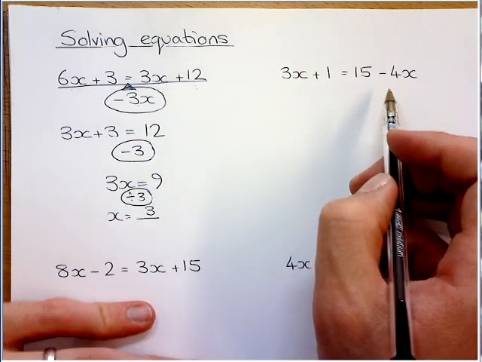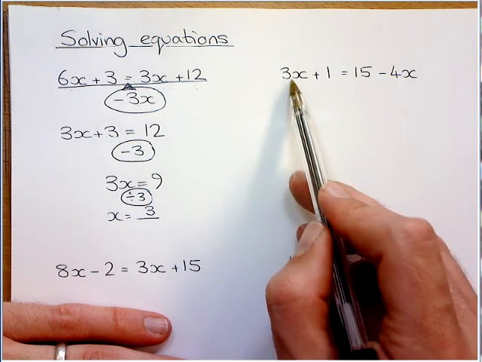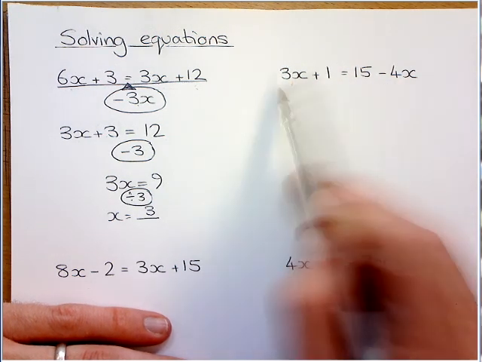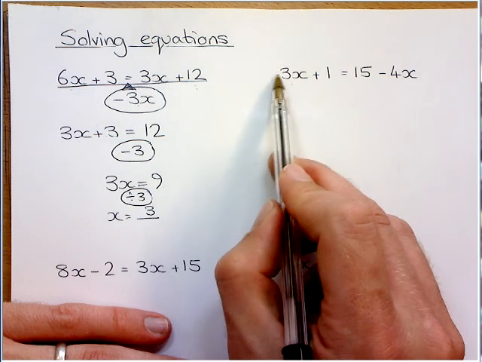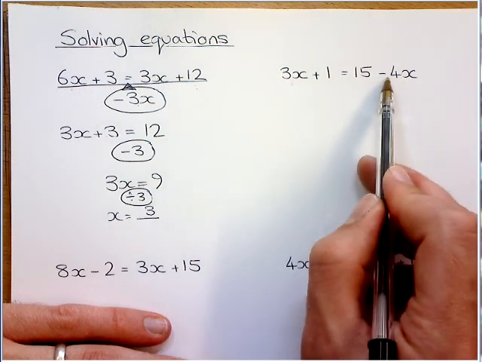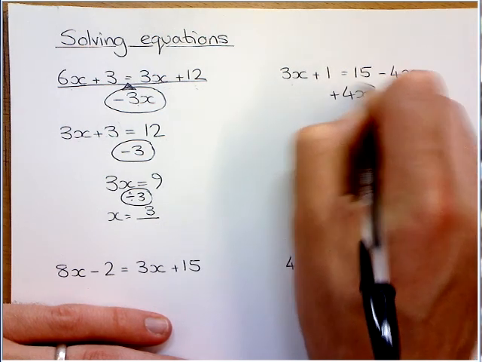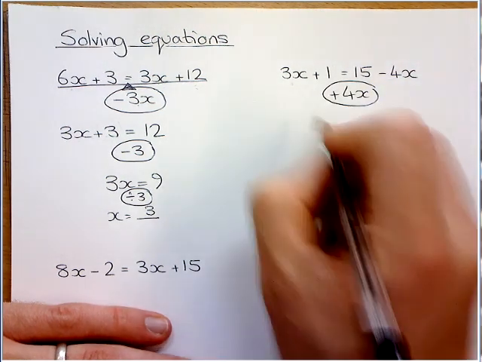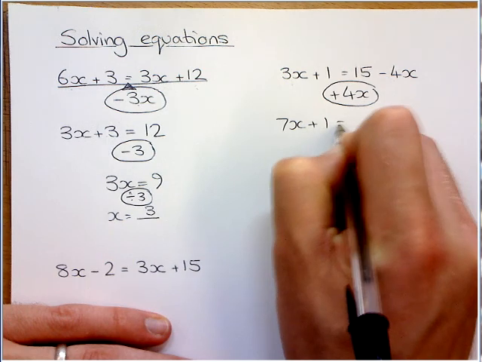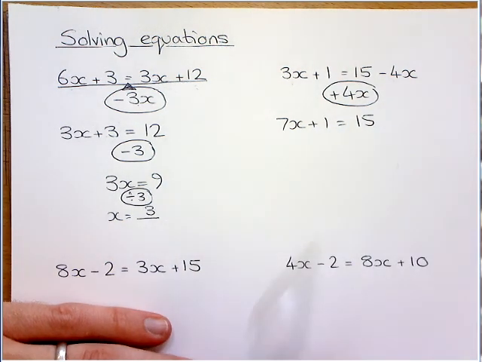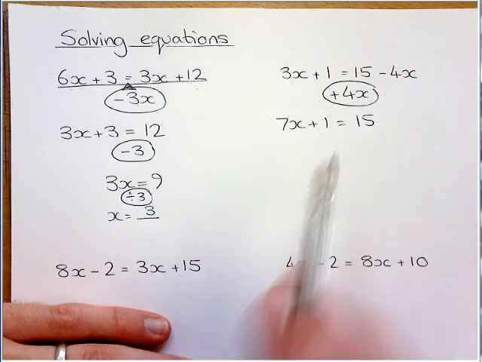This one's a little bit trickier because most people say, well, this is the smallest number of x's because that's a 3 and that's a 4. But this is a positive 3 and this is a negative 4, so in fact this is the lowest. So to get rid of a negative 4x, I have to add 4x. That would give me 7x plus 1 equals 15 once I've done it to both sides.